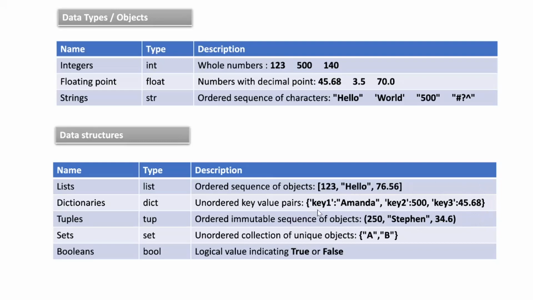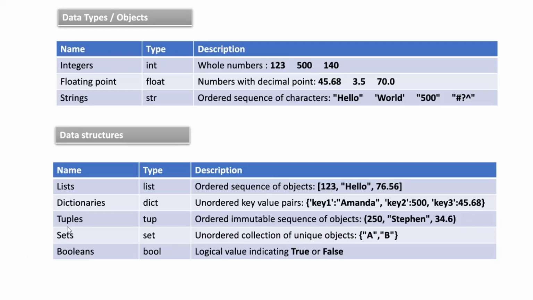One important thing to notice here: the key 1, key 2, key 3 enclosed in single quotation, you can give keys of your own choice. Okay, and the data objects or data types, Amanda, 500, 45.68, are nothing but the data that these keys represent. Okay, so we'll see much more detail when we come into this section later on.